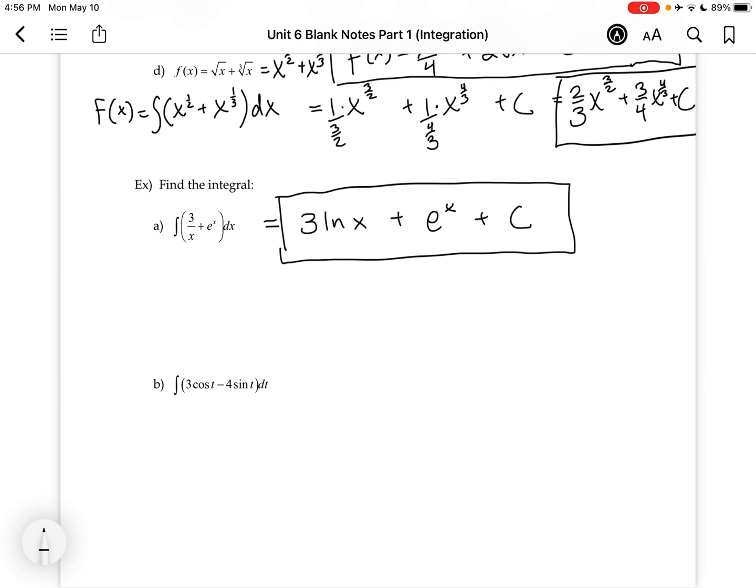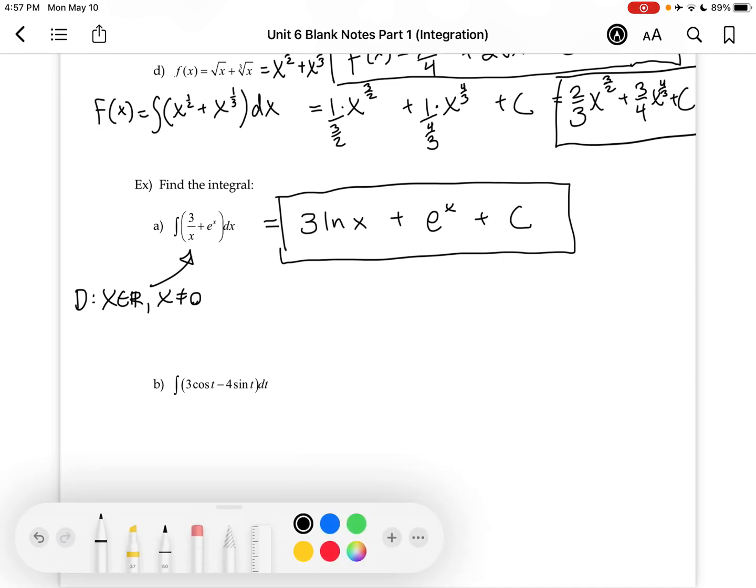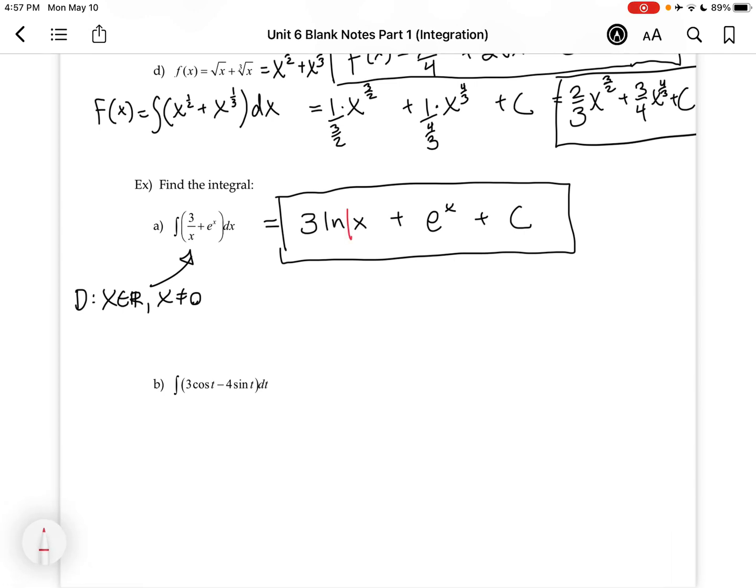derivative, 3 over x plus e to the x, basically has a domain of anything except for 0, because we're dividing by x, right? So x can't equal 0, but it can equal anything else. Okay, so if we want the domains to match, then all we need to do is this. Stick some absolute value symbols around the ln x, and then these two domains will be the same. Okay?